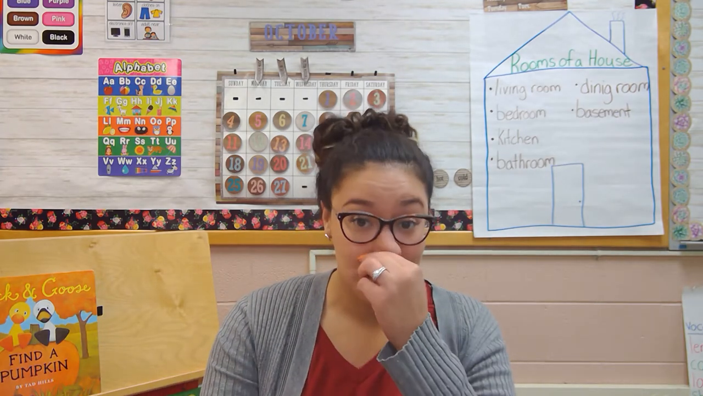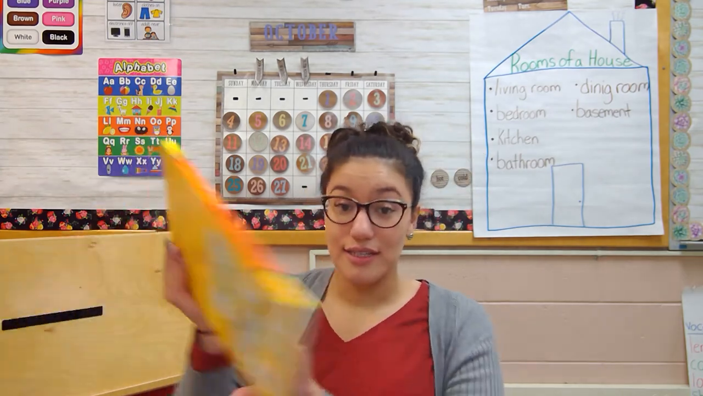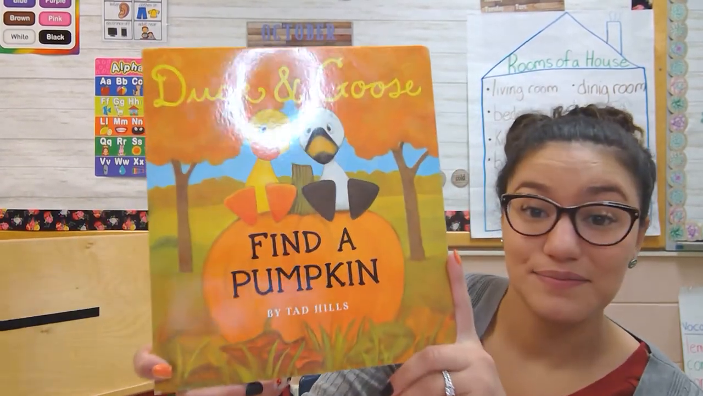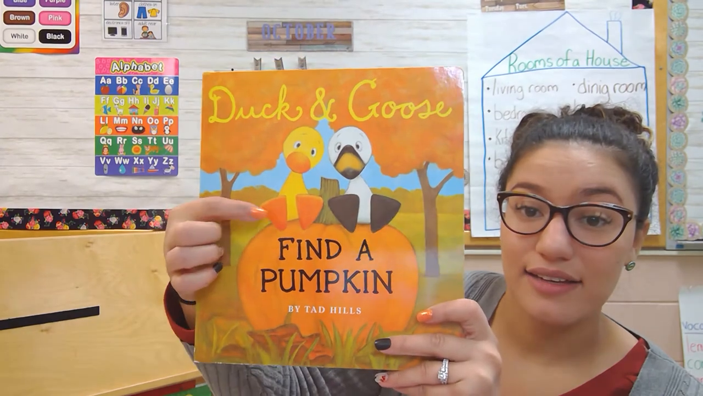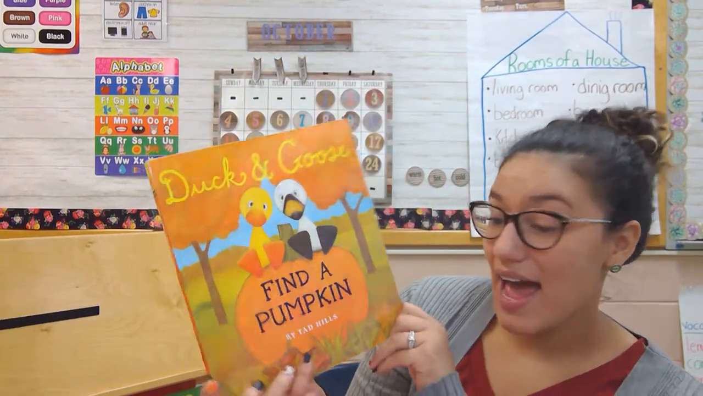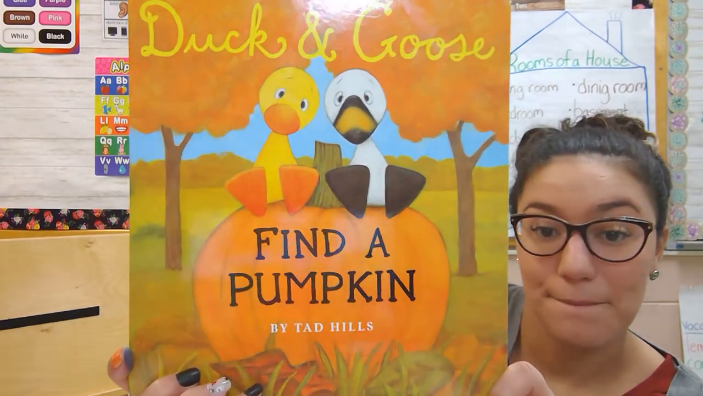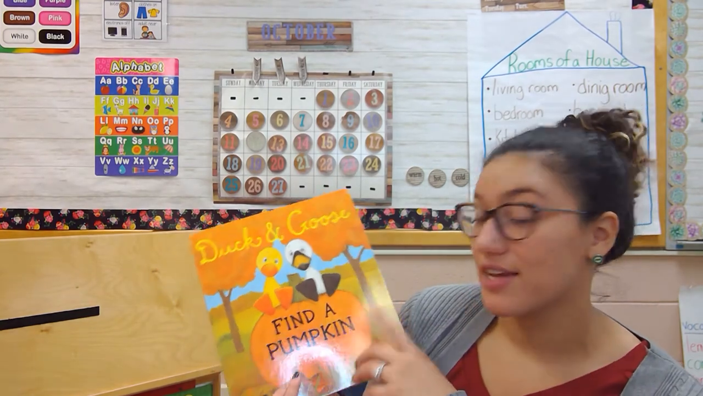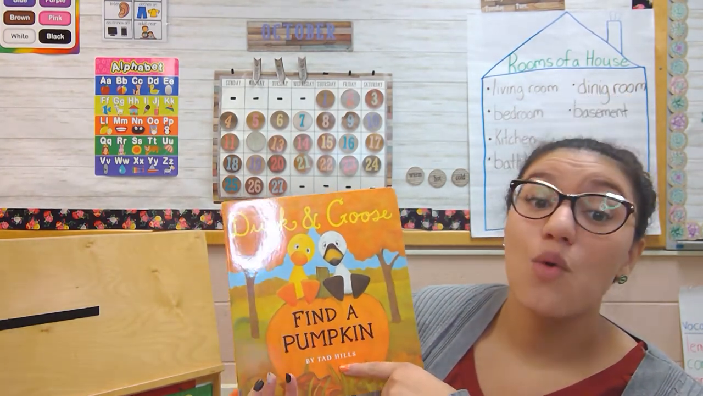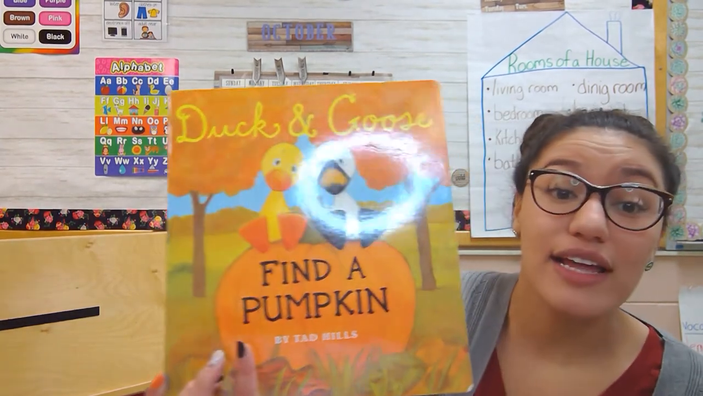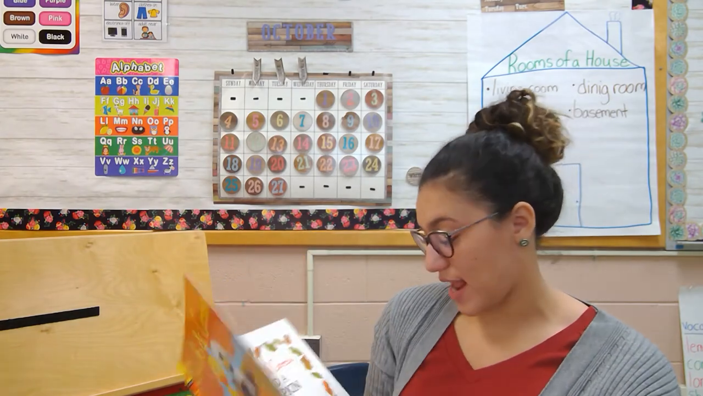All right, friends, we are going to move to talk about some fall stuff. We're gonna read our book, Duck and Goose Find a Pumpkin. So there's Duck, and there's Goose, and there's their pumpkin by Tad Hills. Now, there's only one name on this book, which means that this is our author. They wrote the words of the book, and they did the pictures. They're our illustrator, too, because there's only one name.